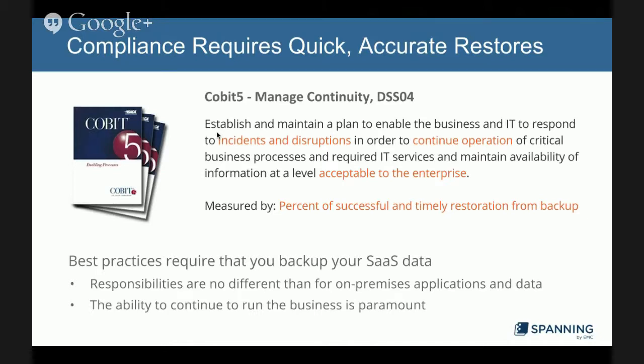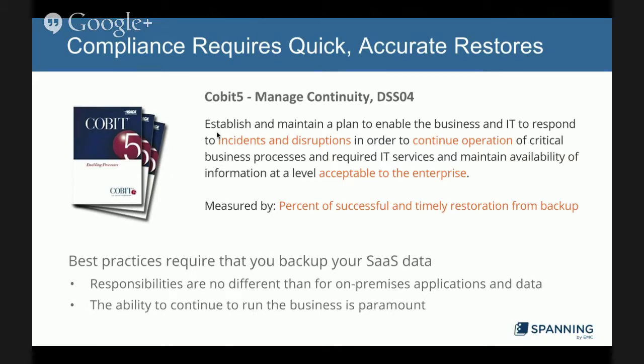data. And so COBIT 5 is a compliance framework that's often used to evaluate an organization and their IT controls, regardless of what the actual controls framework is, right? So if it's the Model Audit Rule or SOX, whatever it might be. And so in the COBIT framework, there's a control, DSS 04, that says an organization must establish and maintain a plan to enable business and IT to respond to incidents and disruptions, of any kind, in order to continue operation of critical business processes and required IT services. And maintain availability of information, so the data, at a level acceptable to the enterprise.